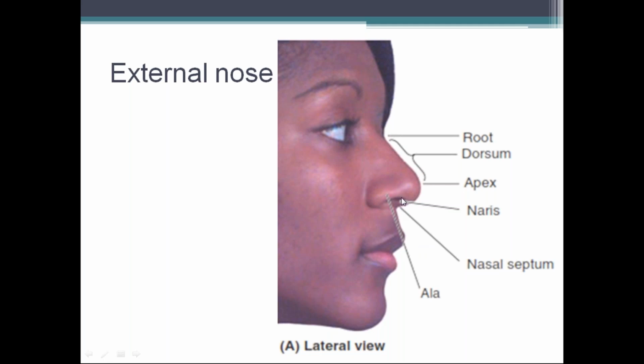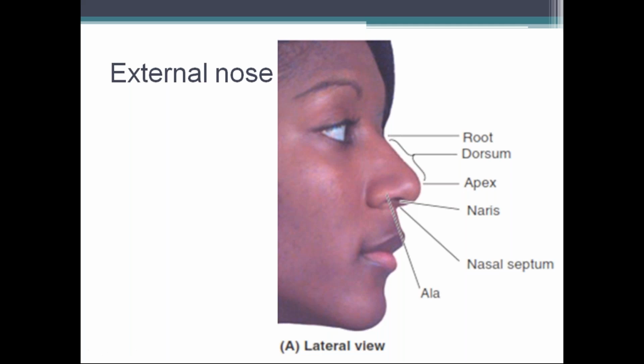Okay, and you can see the opening of the external nose. There will be two openings in the anterior part. They are called anterior nares or nostrils. Okay, so these nostrils are separated by a mobile nasal septum in the middle. Okay, so these are the parts of the external nose.